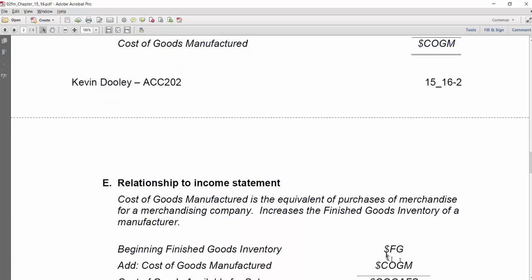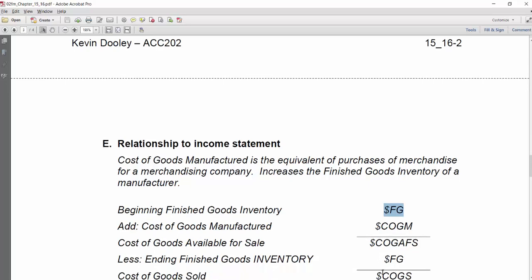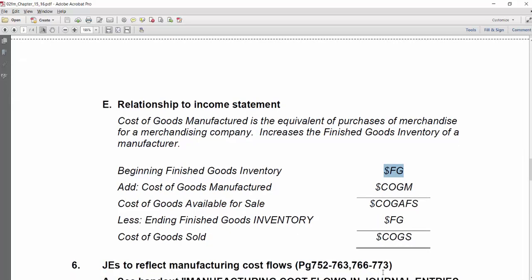So if we take beginning finished goods inventory, which is all those units sitting around waiting to be sold at the beginning of this period, and we add the cost of goods manufactured that we calculated up above, then we'll get cost of goods available for sale. Subtract out your ending finished goods inventory, and you'll get cost of goods sold, which appears on your income statement right after net sales.